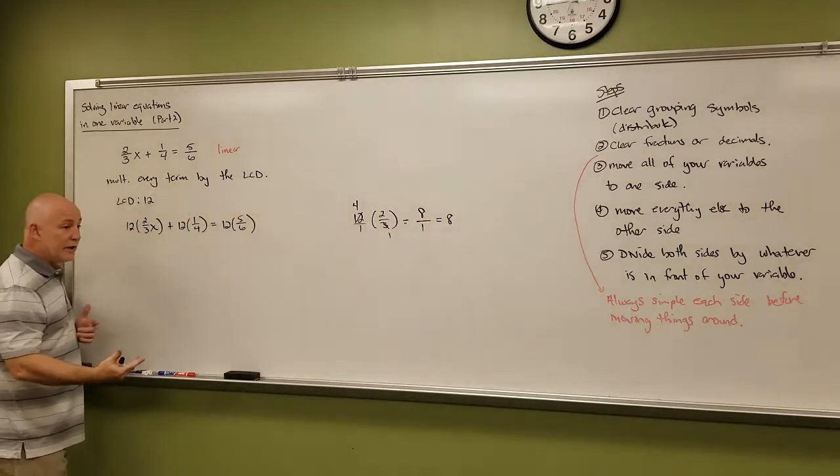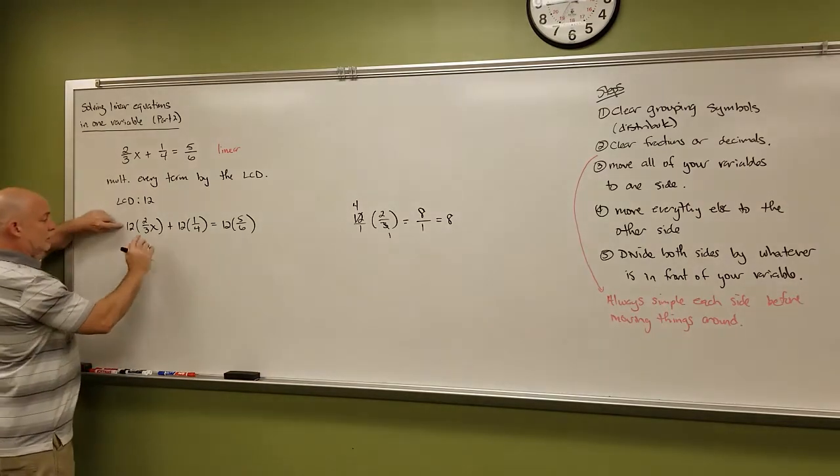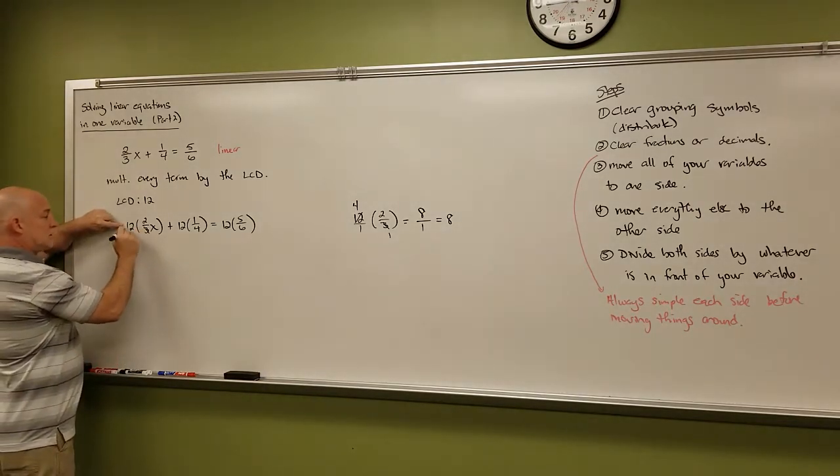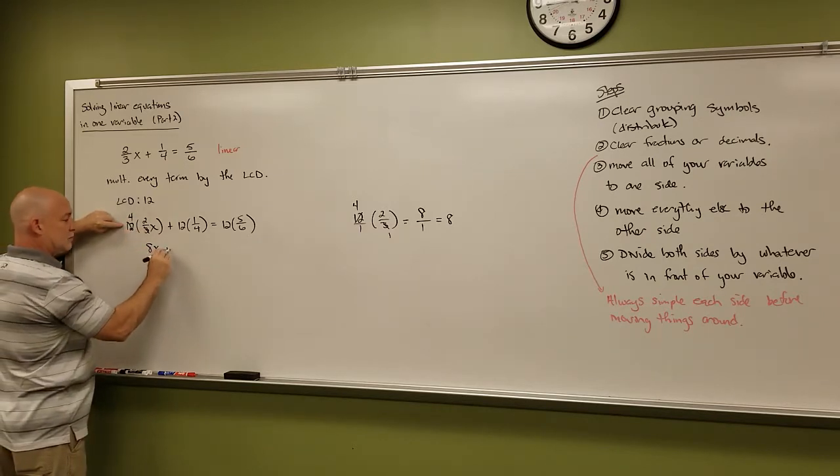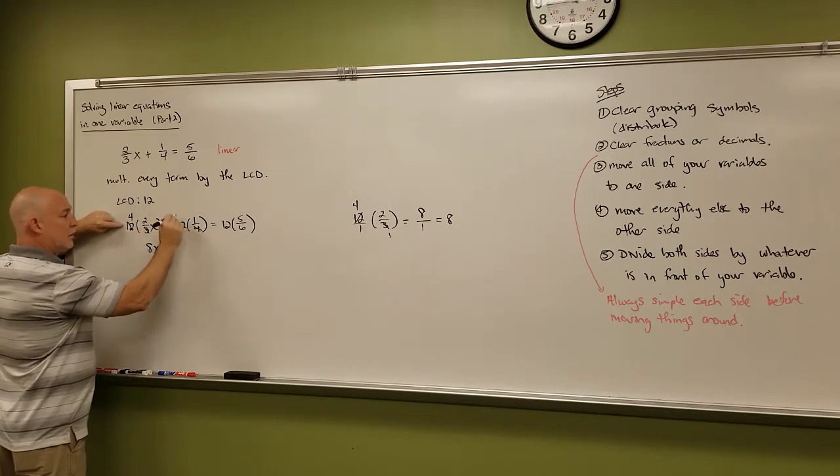Now here's the best way to write it when you're doing this. Let's just walk through here. 3 goes into 12 4 times. 4 times 2 is 8. Those are x's. Plus 4 goes into 12 3 times.